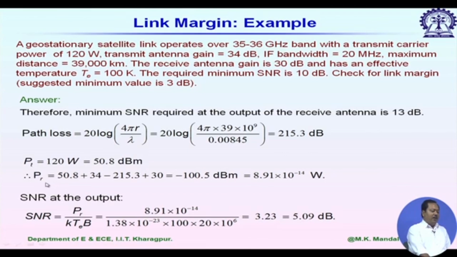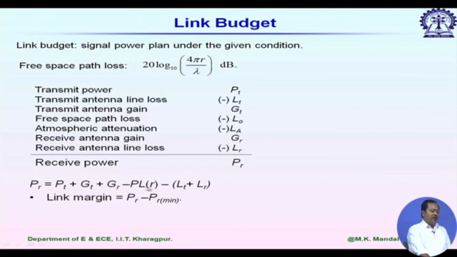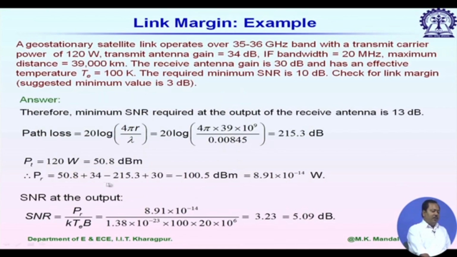Then the received power. We are simply using the previous formula, only that we do not have any value given for LT and LR, and we are assuming them here as 0. If we put the values, it comes to minus 100.5 dBm. We can also represent it in watts again. Converting back to watt, it is 8.91 into 10 to the power minus 14 watt. The received power is so small; it is a satellite link 39,000 kilometer away.